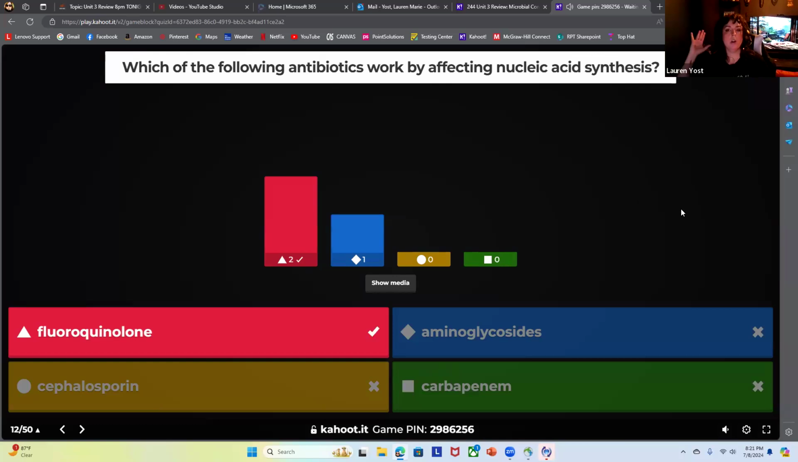Okay, so the nucleic acid synthesis group is going to be the fluoroquinolones. The fluoroquinolones are the group of drugs that are going to affect nucleic acid synthesis. The drugs that literally fall into this category are going to be the floxacins. So ciprofloxacin falls into this category. Floxacin is a fluoroquinolone. Anything floxacin is a fluoroquinolone.